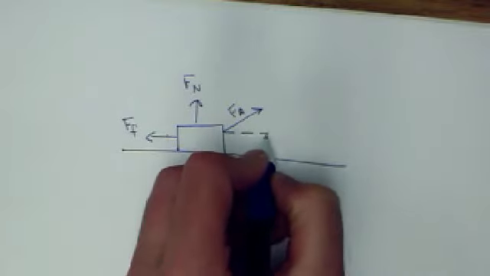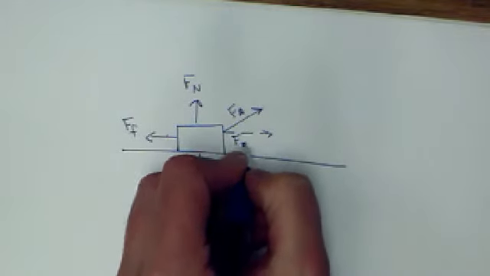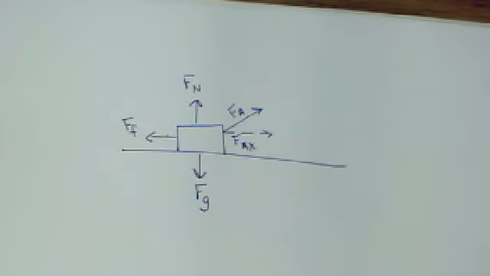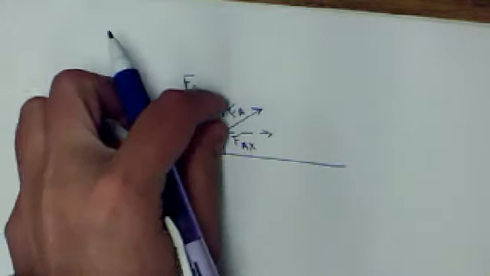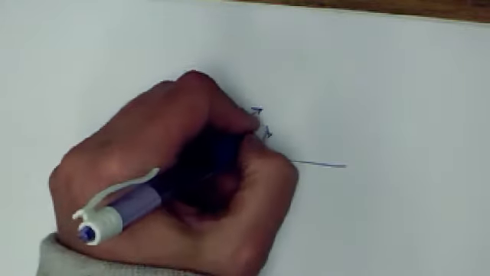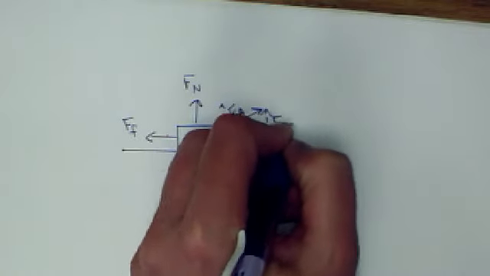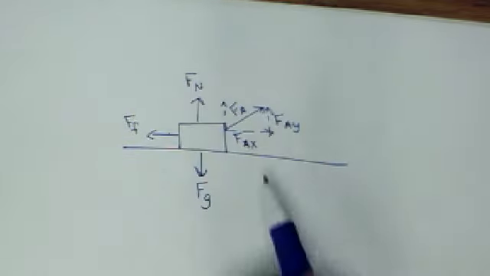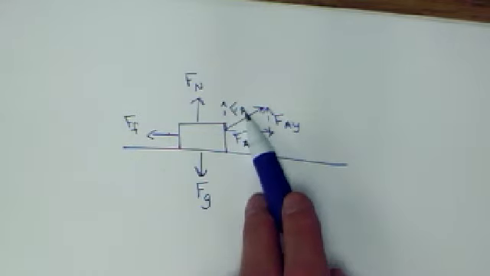So it has a horizontal component. Let's call it Fax. And then it has a vertical component. I can draw it right here, or I'm going to pick this up and just put it over here, because I always like to have myself a nice right triangle. Okay, so I've got my x component of this force and I've got my y component of this force.